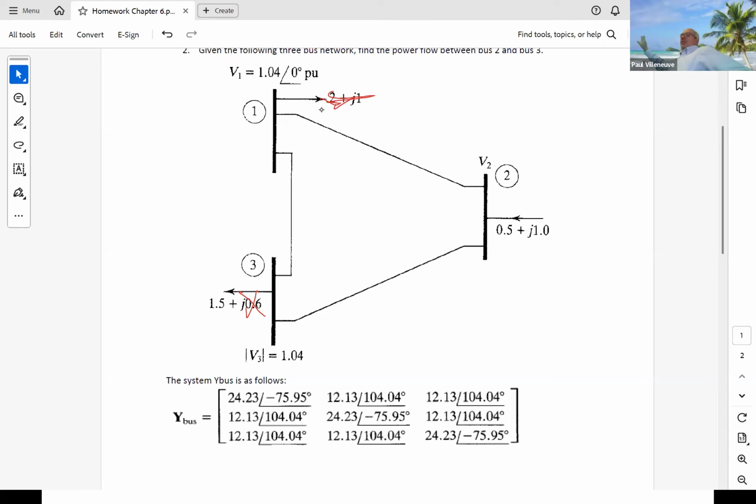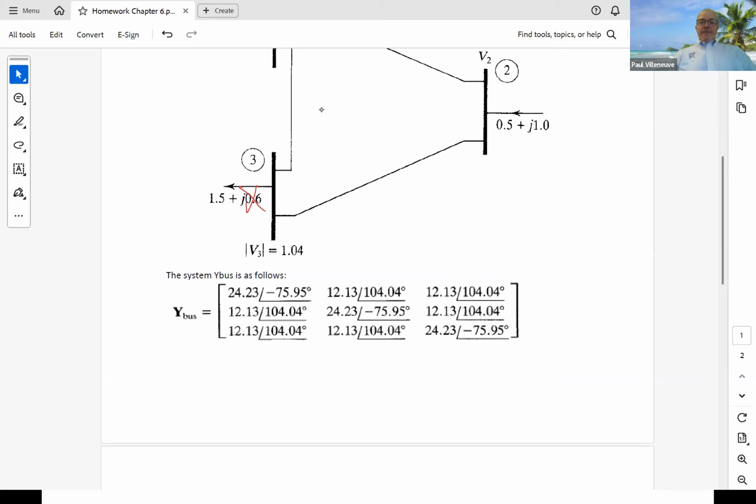How many load buses and generator buses you have after that is irrelevant, but you need at least one slack bus. You can have 10. You can have 50. You wouldn't want a real world system that has all slack buses, because then it would not be operable, but you can have multiple slack buses if you want. Okay.